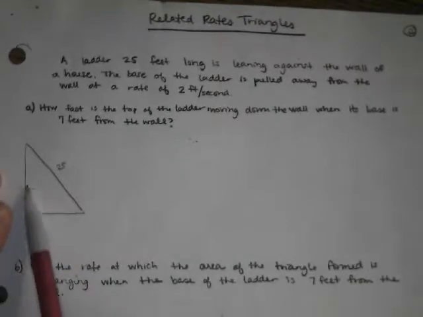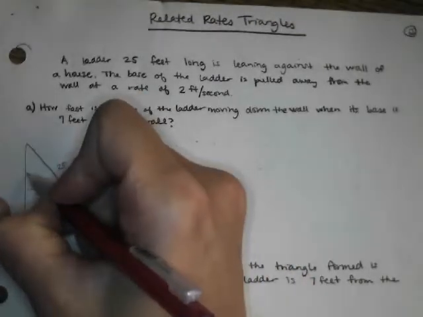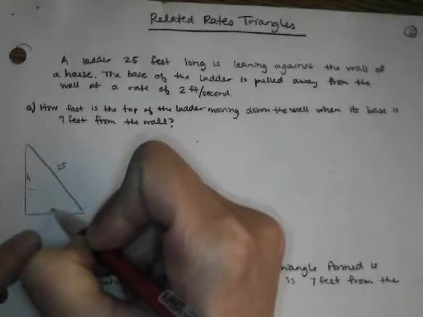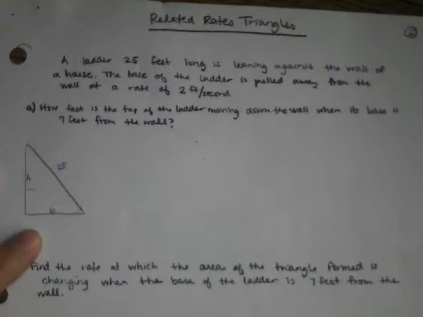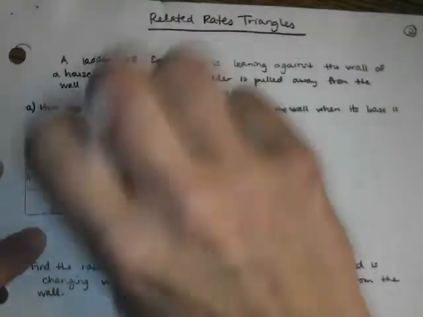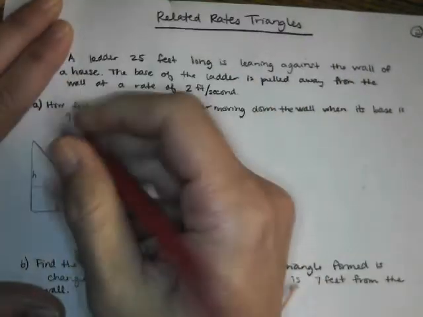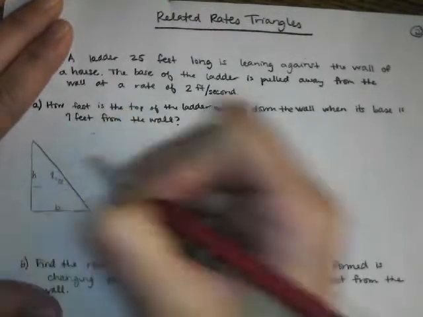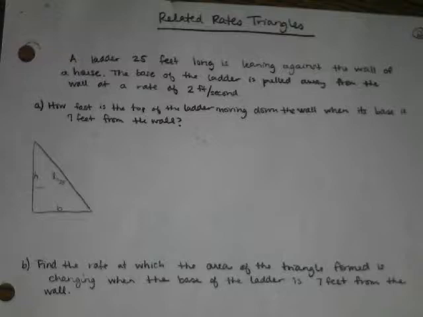So we first need variables here. Let's call this H for height. We'll call this B for base. And we'll call this, I'm going to put this 25 on the inside, we'll call this L for ladder. And we already know that that equals 25. Just to keep it consistent, I'm putting all my lengths on the inside, and then I'll put some of my rates of change on the outside.